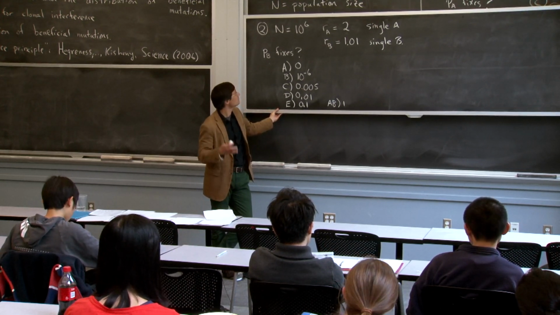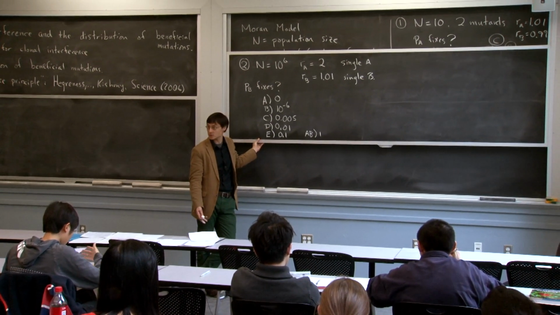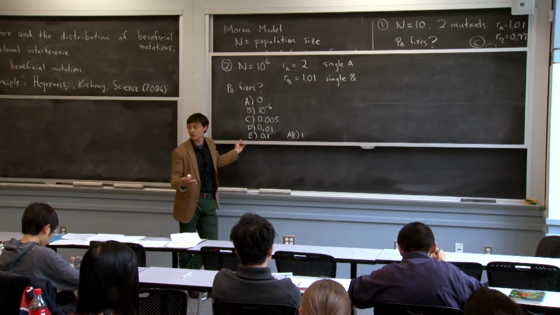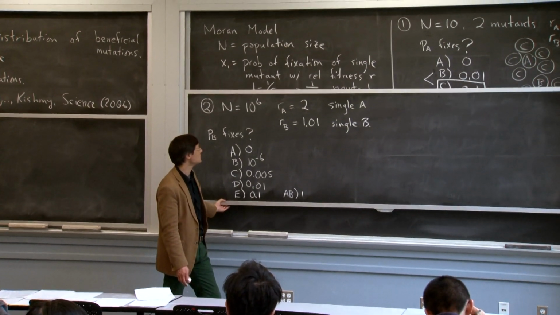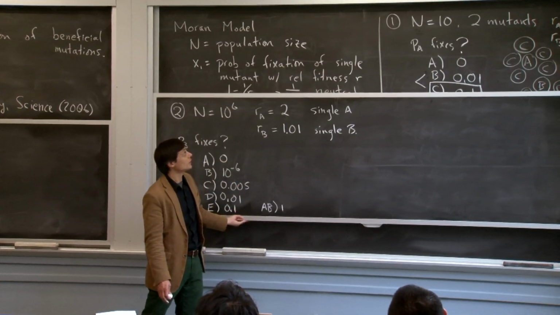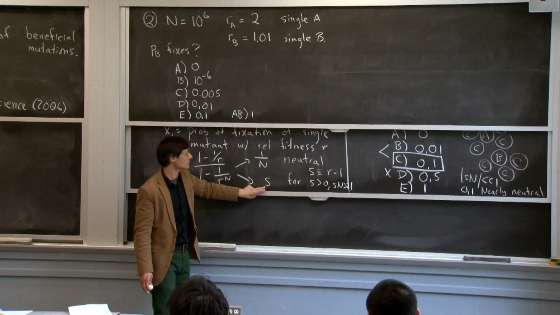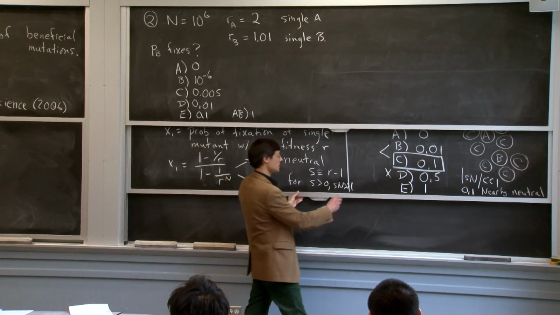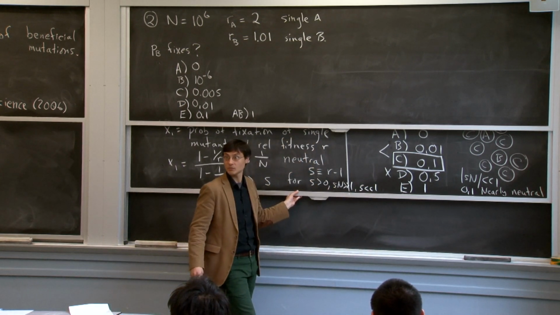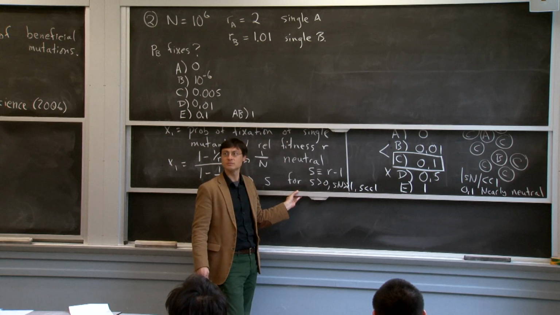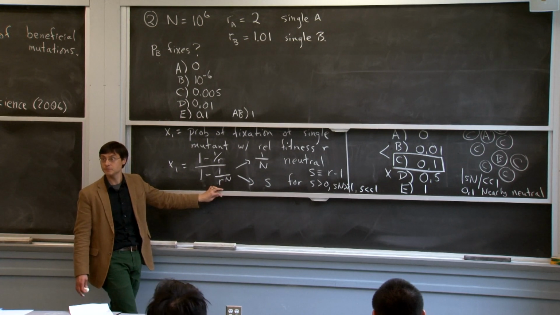All right, so. Right. Population size a million, we have two mutants in the population. One has relative fitness 2, one has an advantage of 1%. One thing to be careful of here is the equation that we have for probability of fixation. There's one more thing that I should say. It's for S much less than 1. Okay. So this is for a moderately beneficial mutation. Otherwise, you have to use the full equation. Yes?